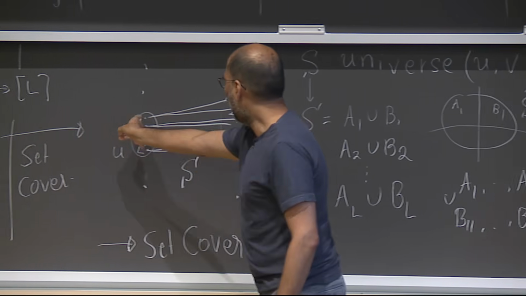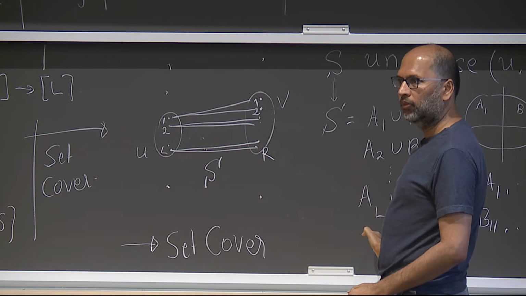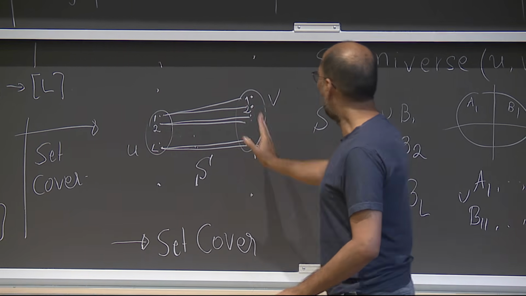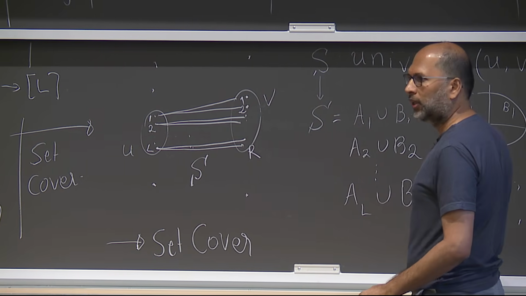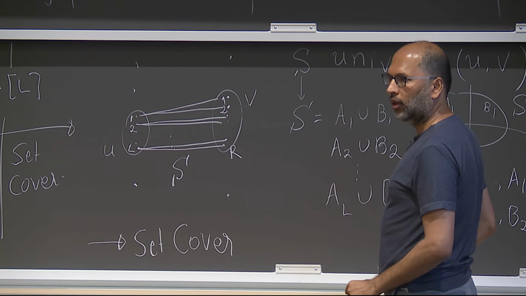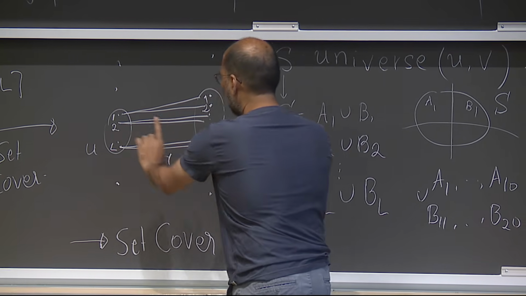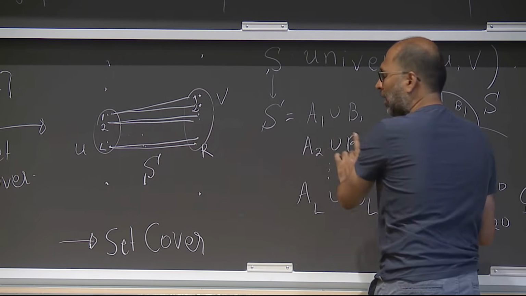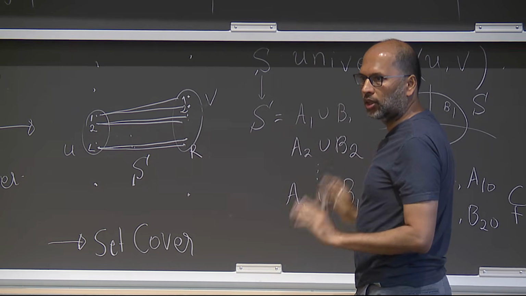And these L labels correspond to the sets A1 up to AL, right? On the other side, these labels correspond to the sets B1 up to B sub L. Okay? And the matching amounts to taking the matching pair of sets. And that's pretty much the construction.